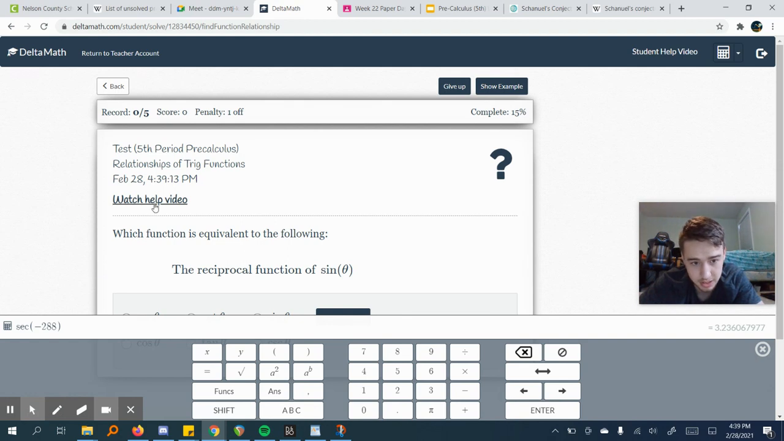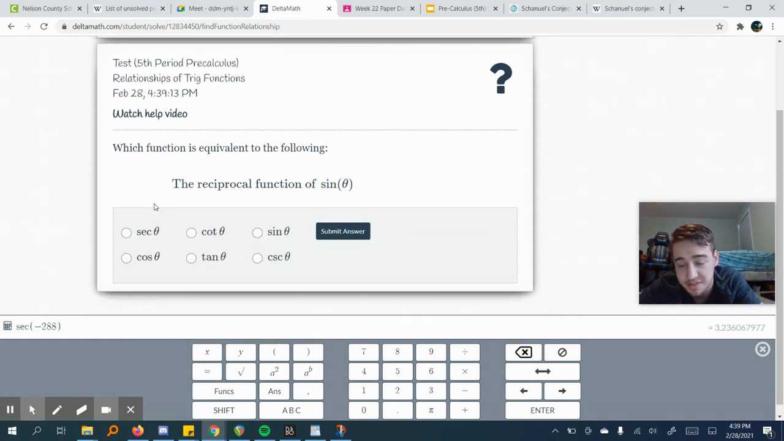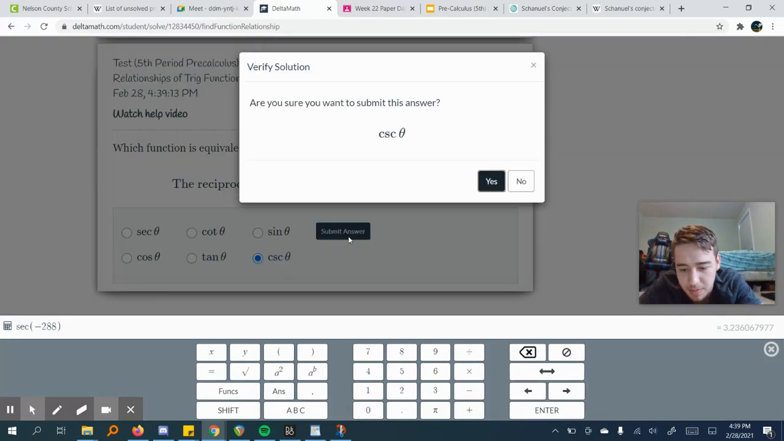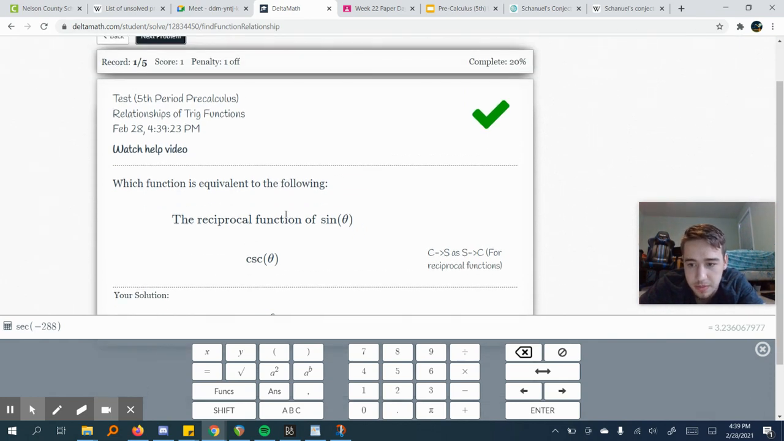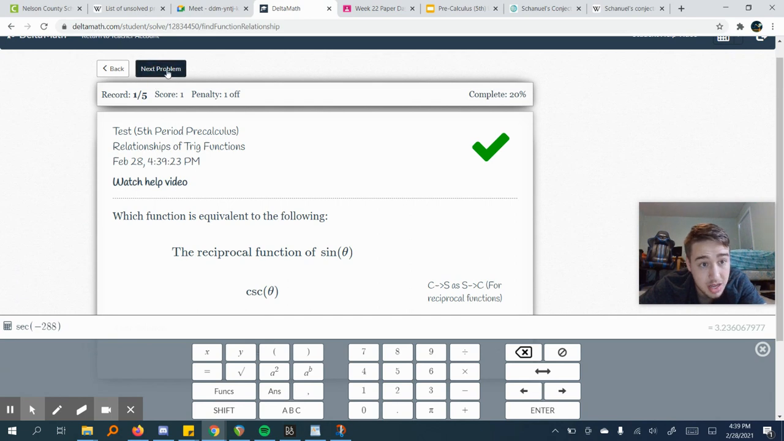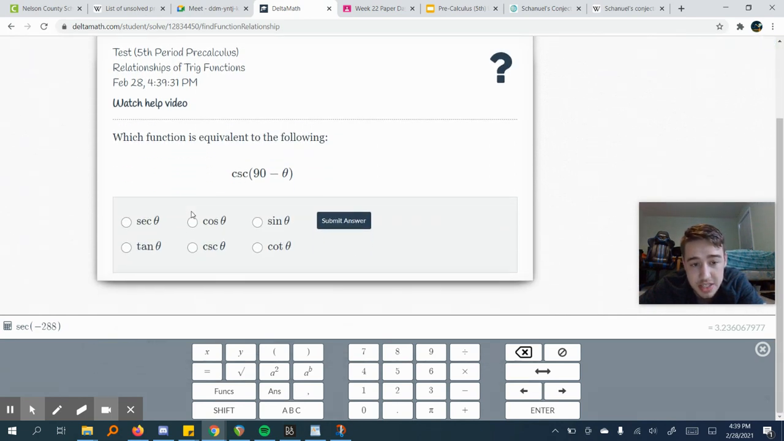Relationships of trig functions. The reciprocal of sine, which is 1 over sine, well, I already taught you that is cosecant. This one, it might be helpful to have a reference sheet, whether it's self-created or from the Google Classroom or some other online resource. But this just has you understand the relationships here.